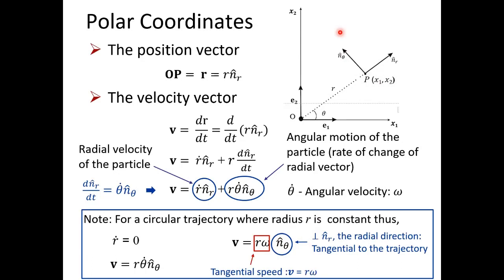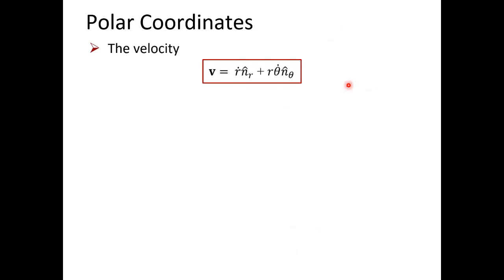So this is the tangential speed, v equals r omega. It is exactly the same as what we looked at earlier using vectors, but now we obtain it using the polar coordinate representation. Now this is the velocity in general for situations where r is not a constant: r dot n hat r plus r theta dot n hat theta.